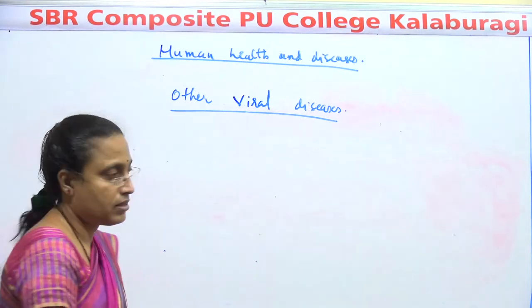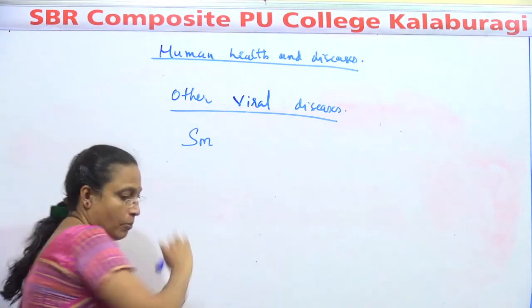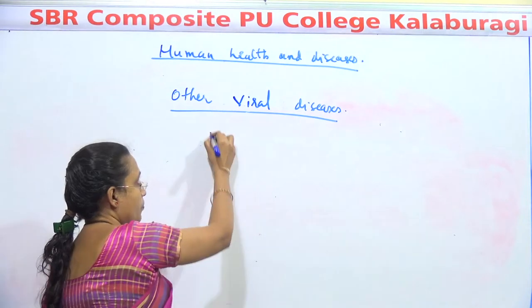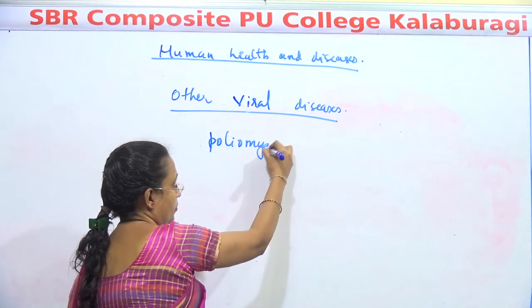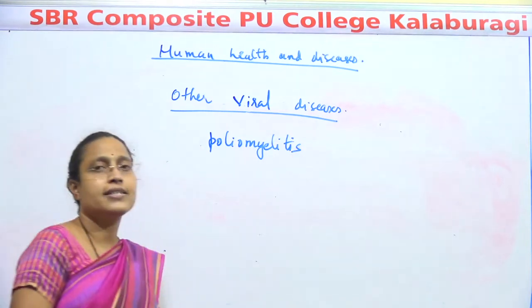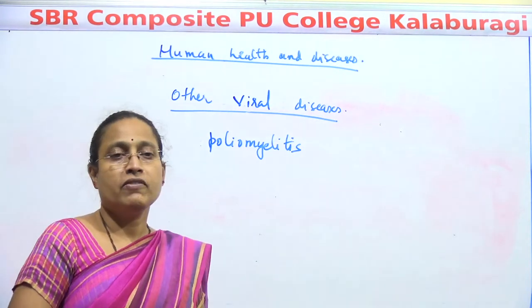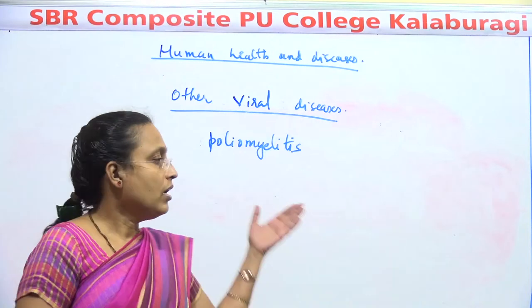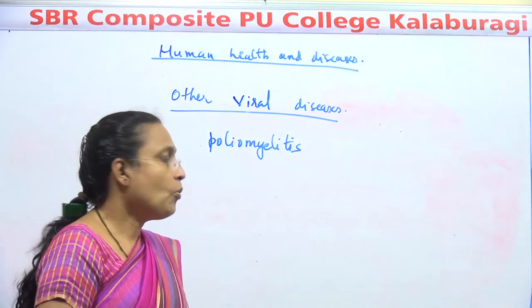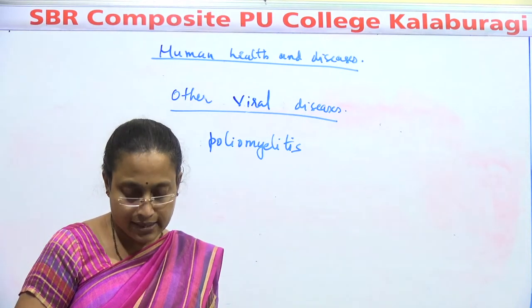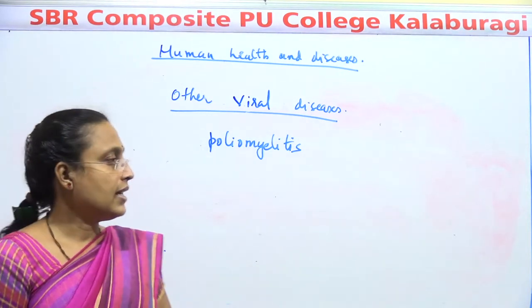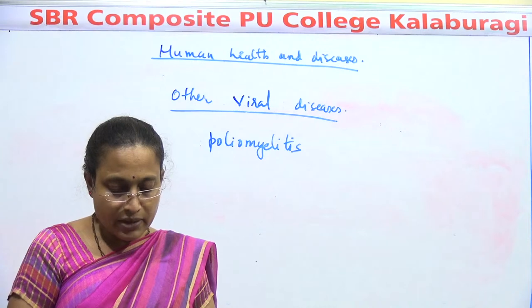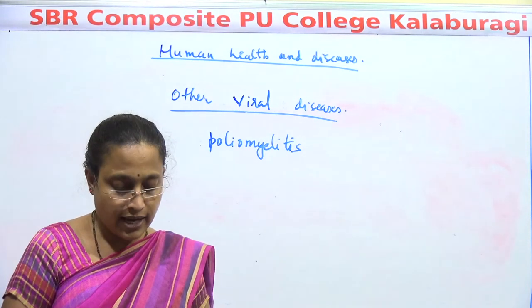Viral diseases. Poliomyelitis is also called just polio, and there is a vaccine available for it. Both the Sabin and the Salk vaccines are available, depending on how the vaccine is prepared. Polio causes infantile paralysis. It means that in the young age itself, paralysis can occur in the muscles. Most of the time, it is the legs that are involved.